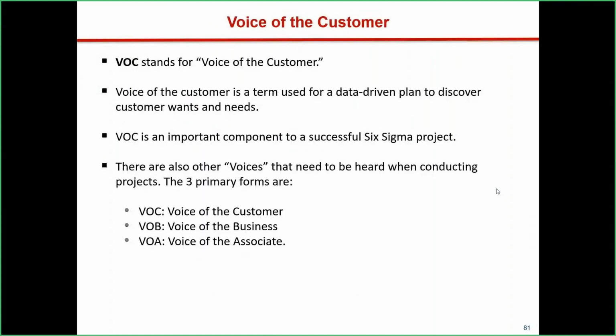Moving on to VOC and CTQs. This is again very important as it helps to get insights. So VOC stands for Voice of Customer. Voice of the customer is a term used for a data-driven plan to discover customer wants and needs. VOC is an important component of a successful Six Sigma project. There are also other voices that need to be heard when concluding projects. So three primary forms are voice of customer, voice of business, and voice of associate.